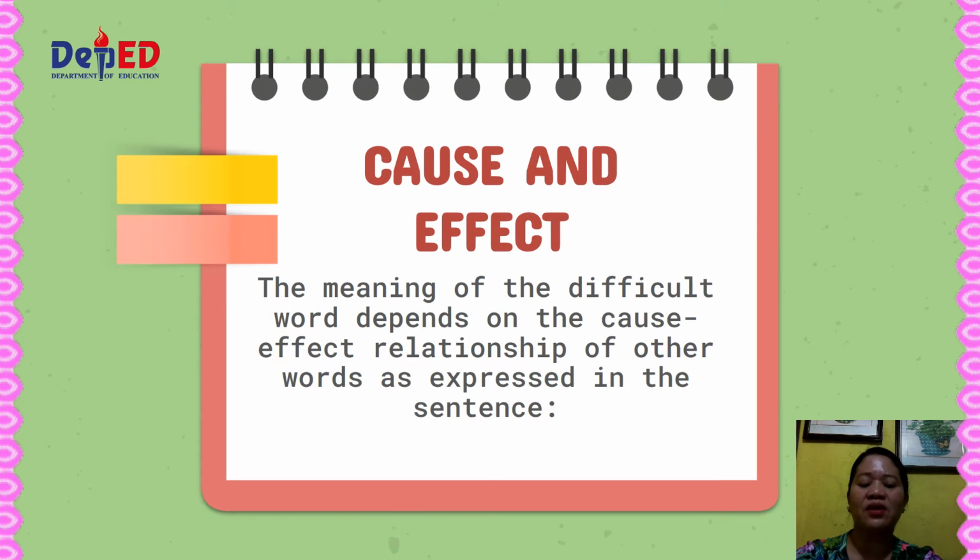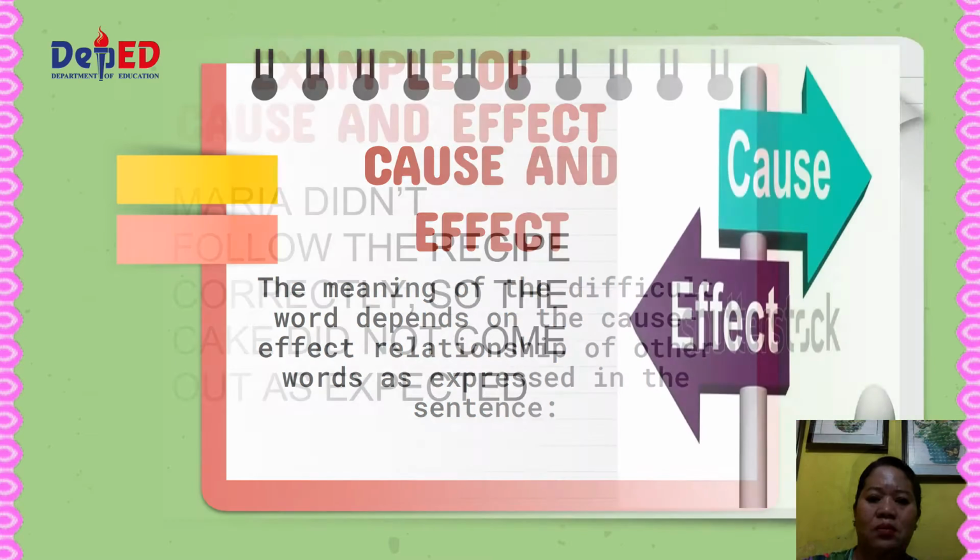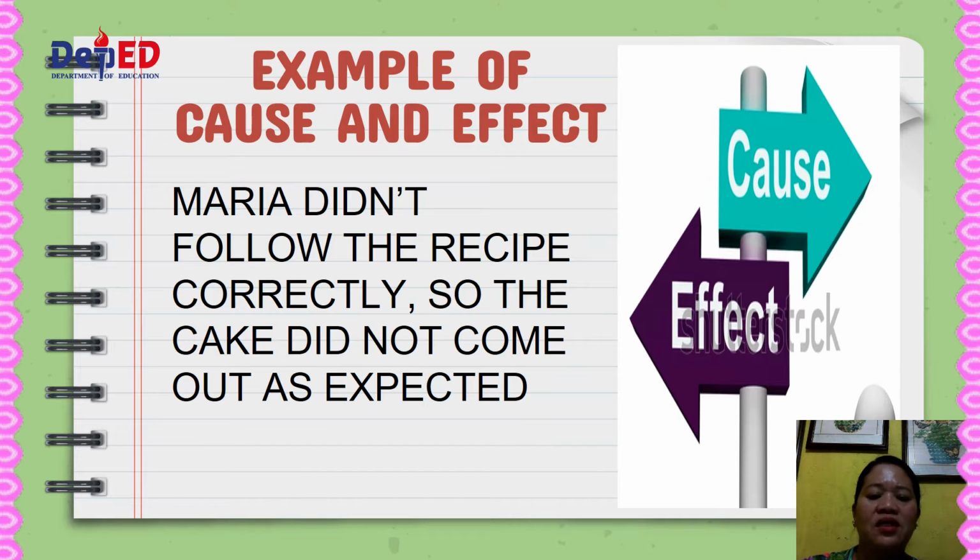Another type of context clues is cause and effect. It means that the meaning of the difficult word depends on the cause-effect relationship of other words as expressed in the sentence. An example of this is: Maria didn't follow the recipe correctly, so the cake did not come out as expected. In this sentence, since Maria didn't follow the recipe correctly, we can say that the cake doesn't taste good.